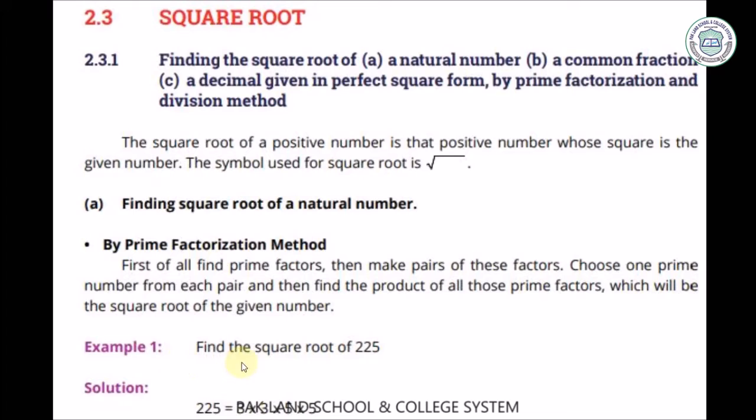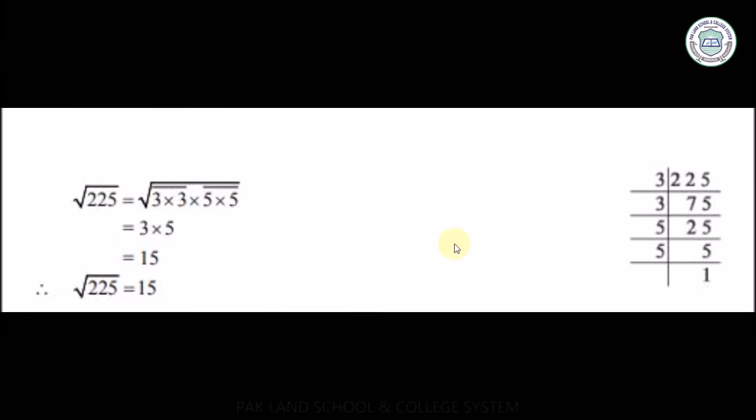For example, find the square root of 225. Finding the prime factors of 225, they are 3 multiply 3 multiply 5 multiply 5. Taking the square root on both sides, under root 225 is equal to under root 3 multiply 3 multiply 5 multiply 5. Making pairs of the same numbers: 3 multiply 3 make a pair, and 5 multiply 5 make a pair.